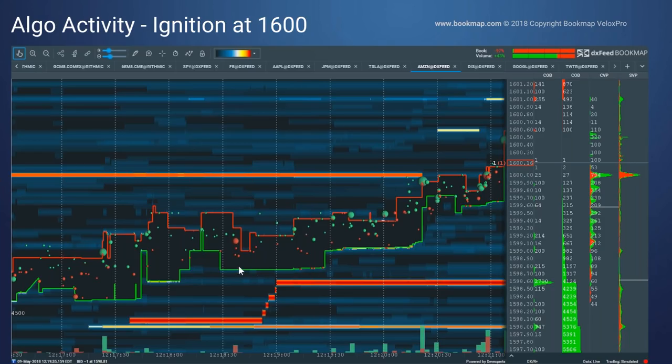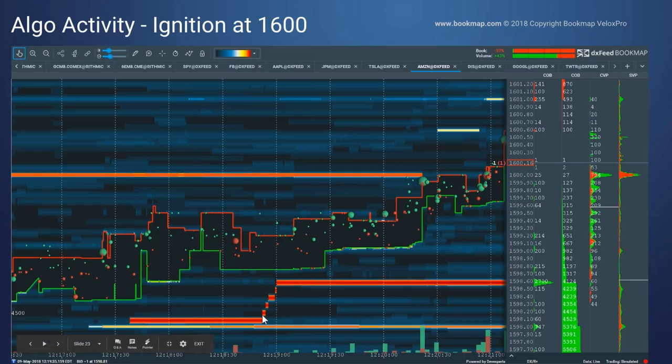Look at how much selling is taking place on the best bid. Very, very little. We don't see a lot of red dots. There are some at the midpoints here, but for the most part, buyers are totally in control. More buying, more buying, more buying. But just to make sure, we have this ignition algo showing very high demand. They pull it higher, pull it higher several times here.